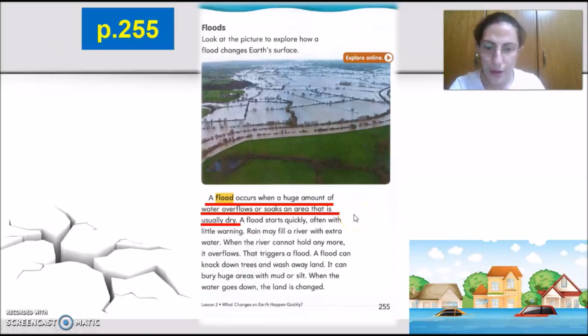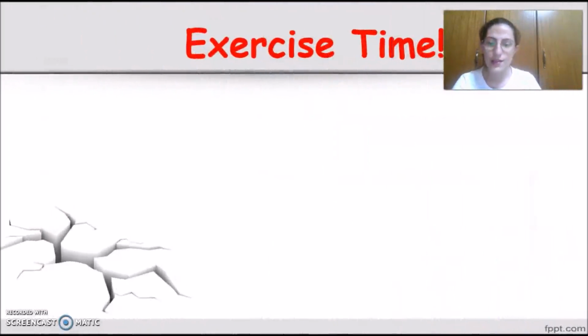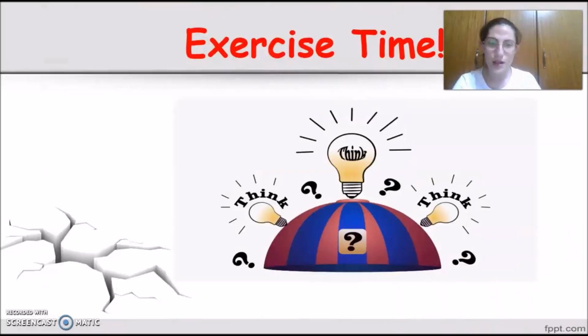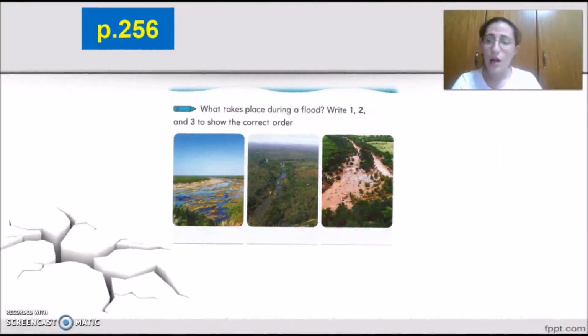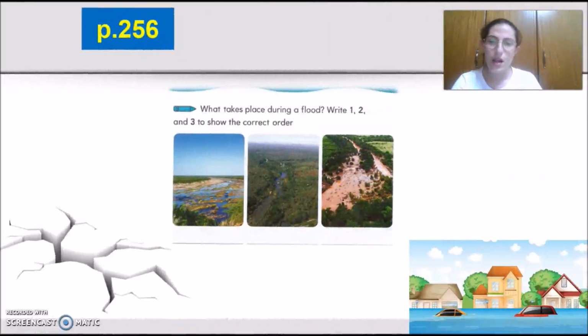Clear so far? Great. Exercise time. Let's wear our thinking caps on. On page 256. What takes place during a flood? Write 1, 2, 3 to show the correct order. So, first of all, we said that we would have a river, then it rains, and because it rains, the water level will rise, and excellent, it will overflow and cause a change to Earth's surface or to the land.